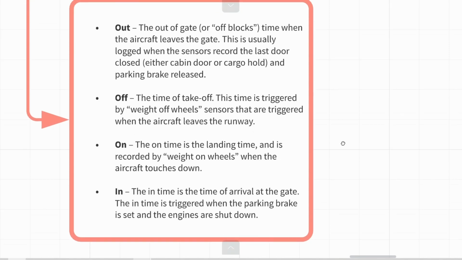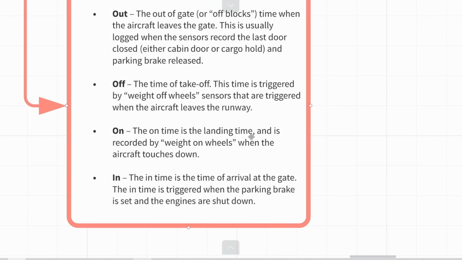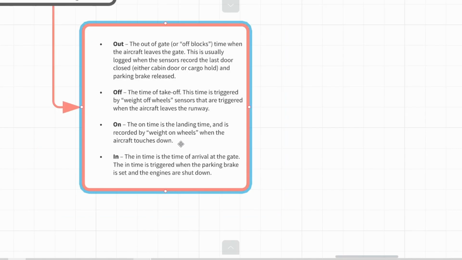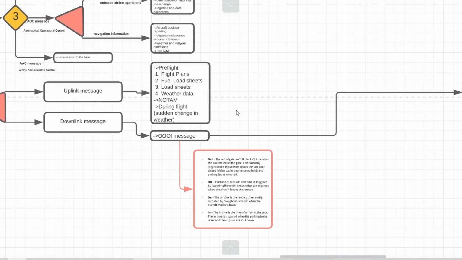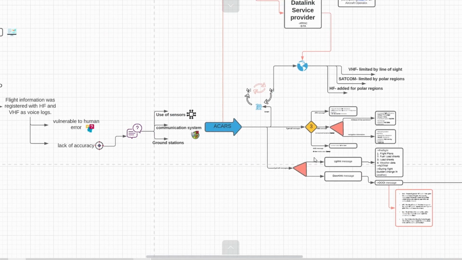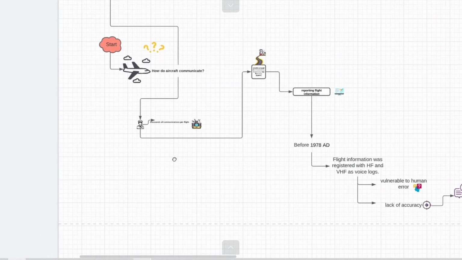The on time is the landing time and is recorded again by the weight on the wheels when the aircraft touches down. And at the end we have in, that is the time of arrival at the gate. The in time is triggered when the parking brake is set and the engines are shut down. So this is the end of the aircraft's flight leg, and this is sent through the ACARS system automatically, and this helps the aircraft transmit all the necessary information without any headache to the flight crew or the pilots.